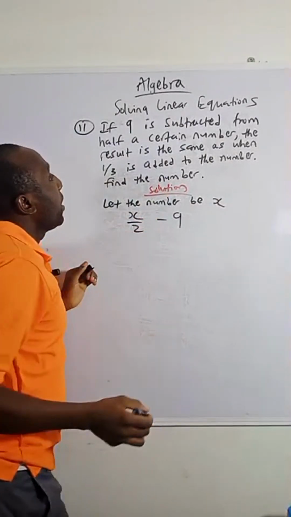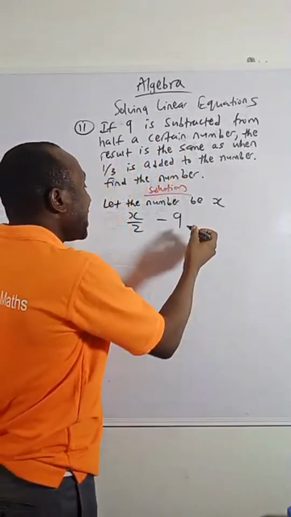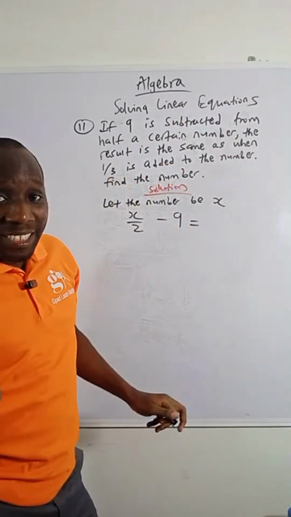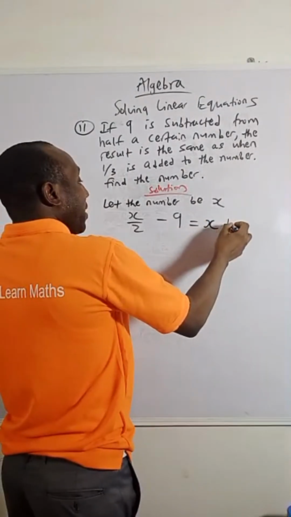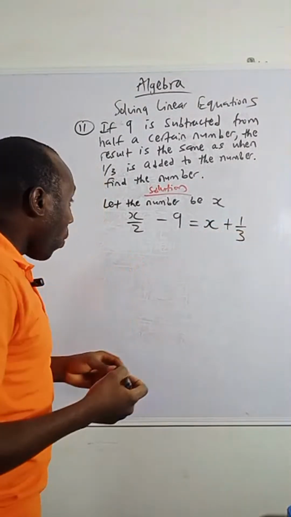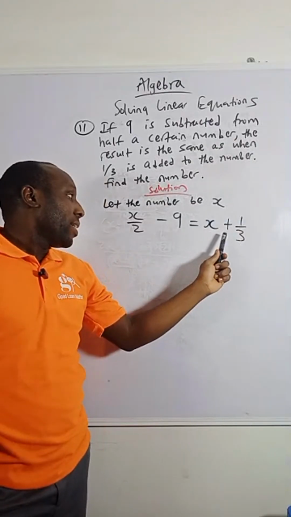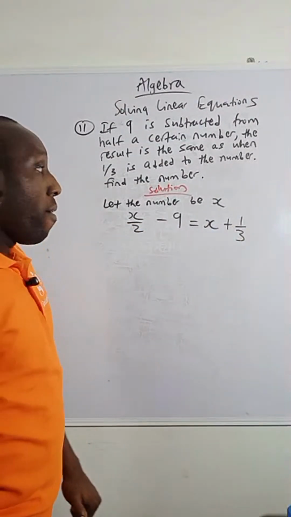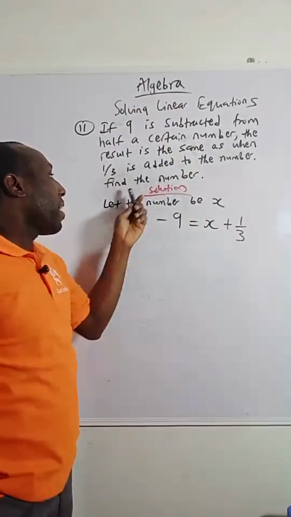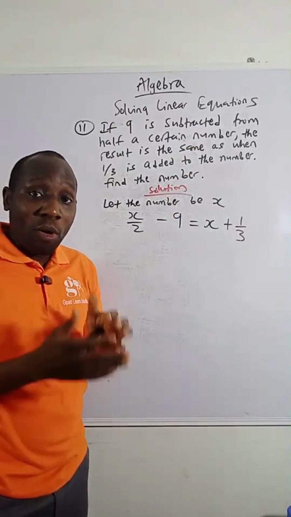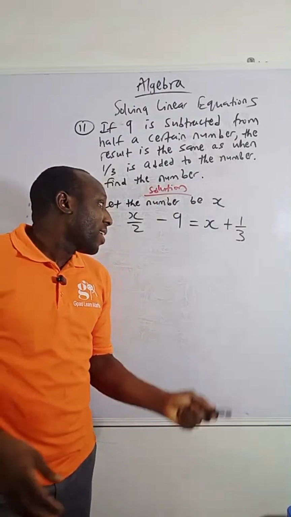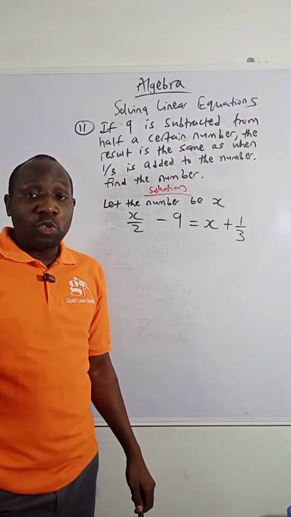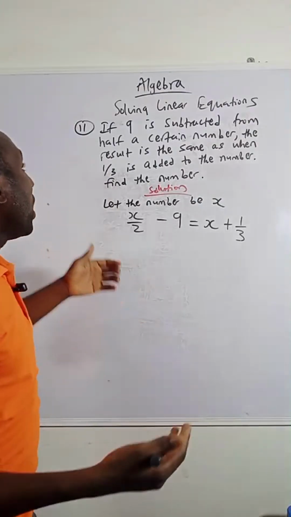The result, which means this is equal to, is the same as when 1 over 3 is added to the number. So the number added to 1 over 3 is what we have. This is the equation that will ensue from this word problem. We're now asked to find the number. We said let the number be X, so we need to find the value of X from this equation. Good to know that you all already know how to solve linear equations.